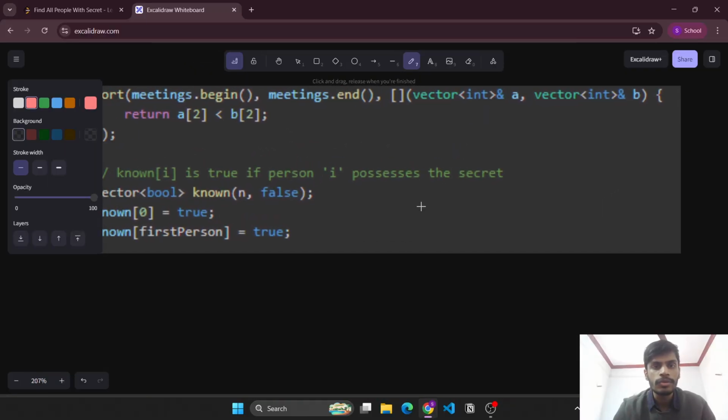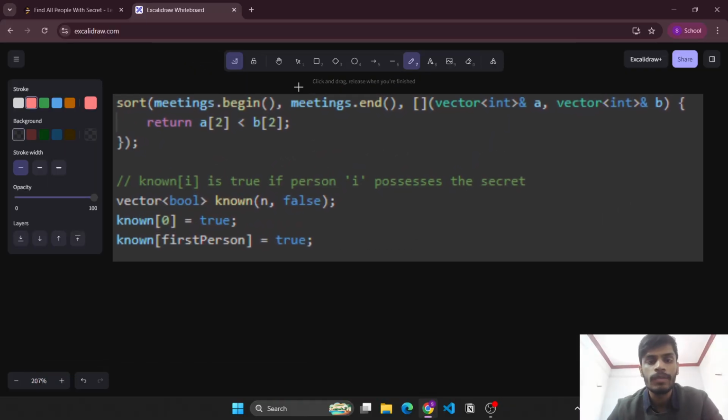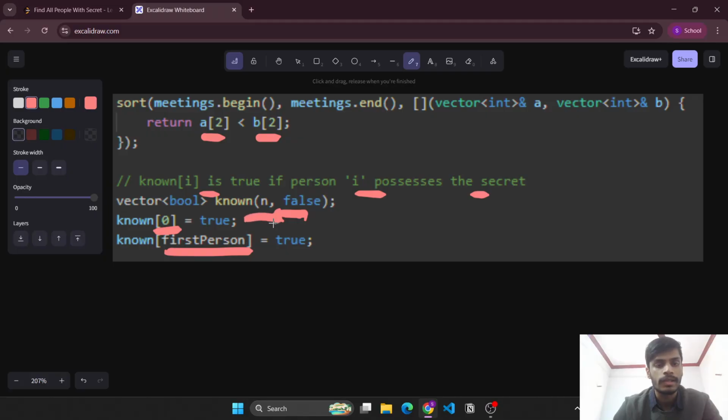So the first step is to sort the meetings on the basis of meeting time. We'll be sorting it on the basis of meeting time because time is stored in a[i][2], the index 2. Now we initialize this known vector, which will be like known[i] is true if person i possesses the secret. So initially all the values are false and only person 0 and the first person know the secret. Hence the value of them will be true here.